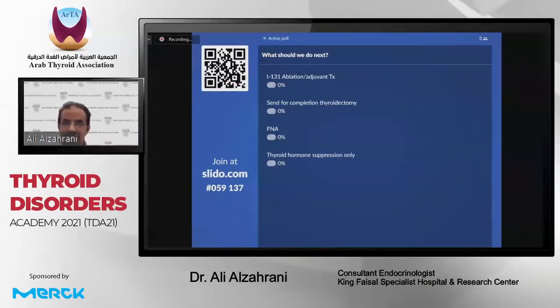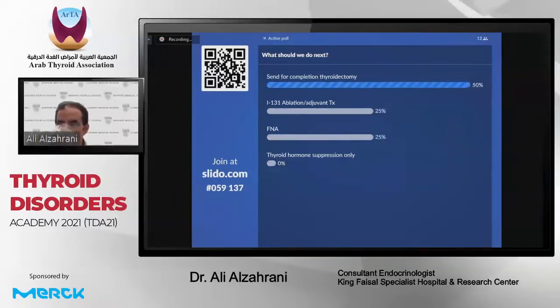All right, can you choose your answer here? Okay, so we have a divide here. The majority want to send her for another surgery. Remember this nodule in the central compartment. So the risk of injury to the recurrent laryngeal nerve or parathyroid is significant. Around 30% will go ahead and give her radioactive iodine. Around 23% will do FNA to decide what to do next. And 9% will just put her in thyroid hormone suppression and send her home and follow her.